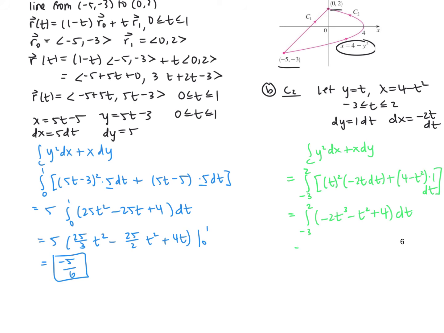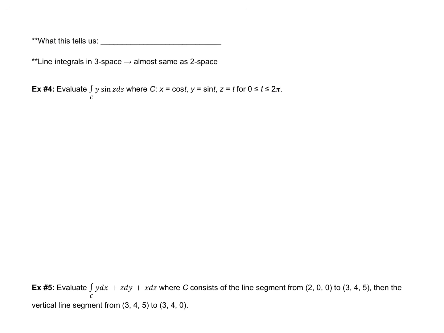Okay, and finally integrating, I get -1/2 t to the 4th, add 1/3 t to the 3rd, add 4t, from -3 to 2. And if you trust me, I will tell you that ends up being 245/6. So the line integral along the first curve was -5/6. Along the second curve, though, was 245/6. So this is really important. Let's look at the next page to summarize what this told us. So what this tells us is that path matters.